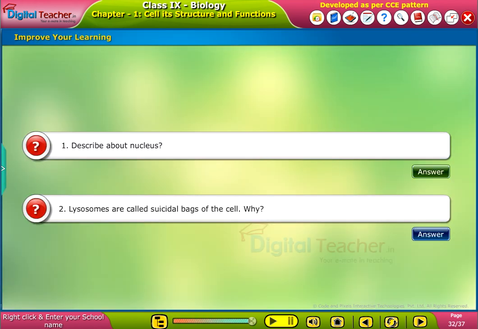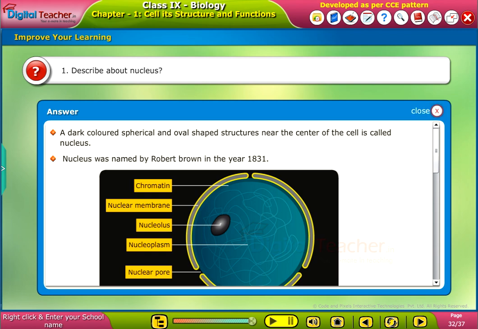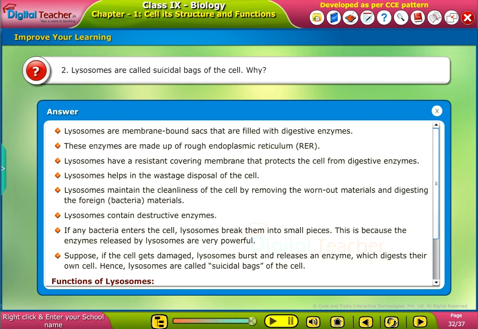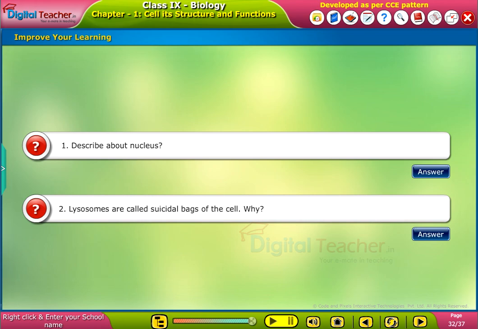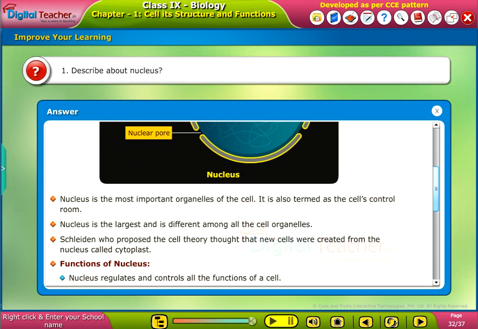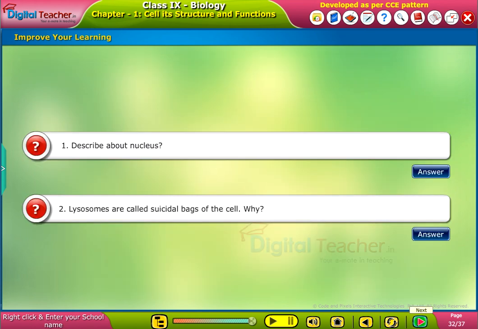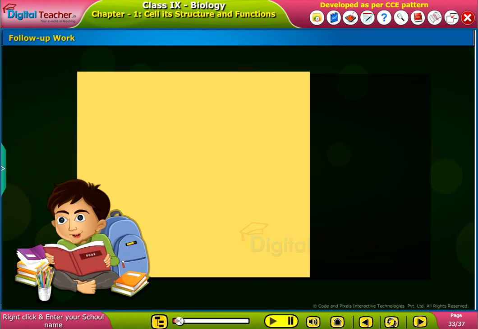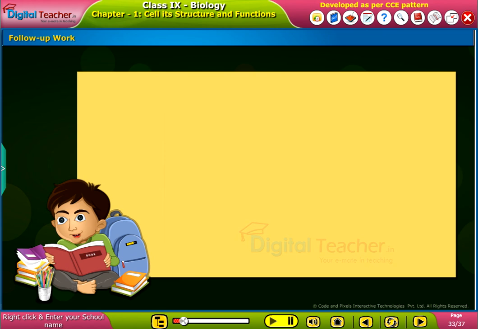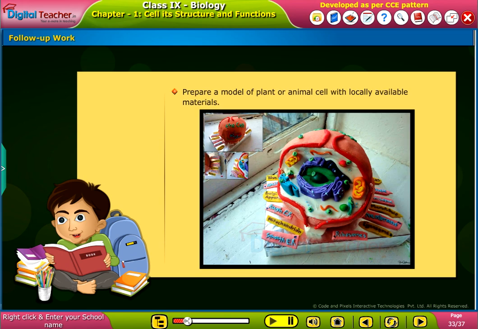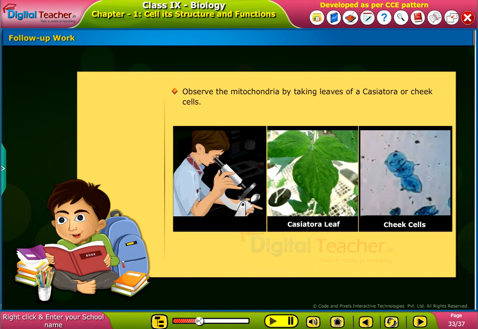Read the questions and attempt the answer. Follow-up work. Take up the following activities. Prepare a model of a plant or animal cell with locally available materials. Observe the mitochondria by taking leaves of a castor plant or cheek cells.